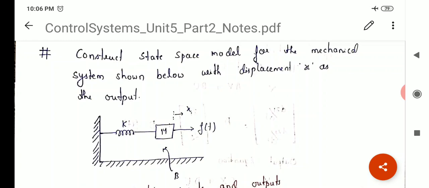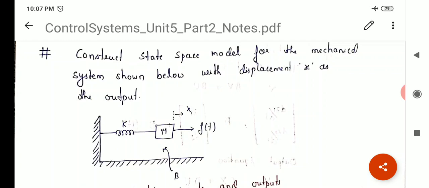For example, in an electrical network we have seen that if there is one L, that is an inductor, and one capacitor in the network, we understand that there will be at least two state variables. In the same way, for a mechanical system, the energy storing elements are mass M and spring K. So the number of state variables of a mechanical system will be equal to the number of energy storing elements. That means how many M's and K's are there in the system.